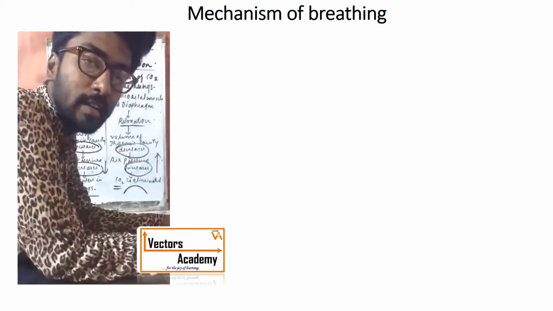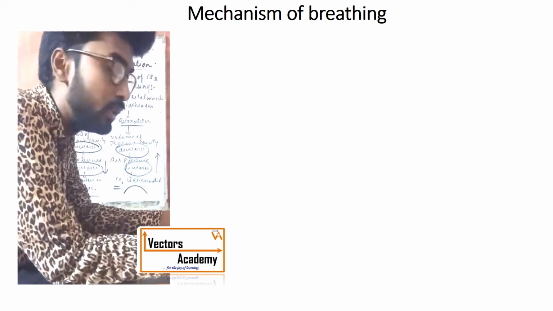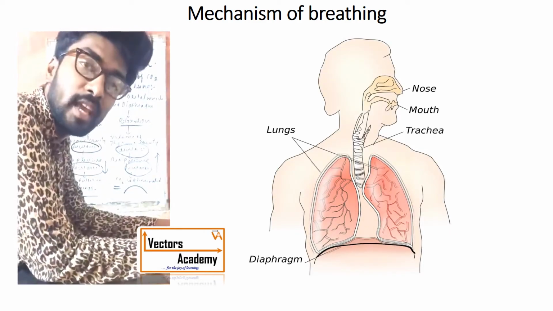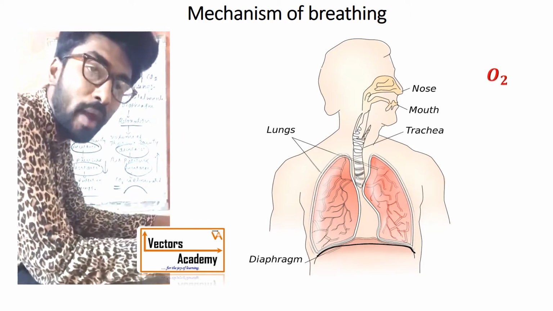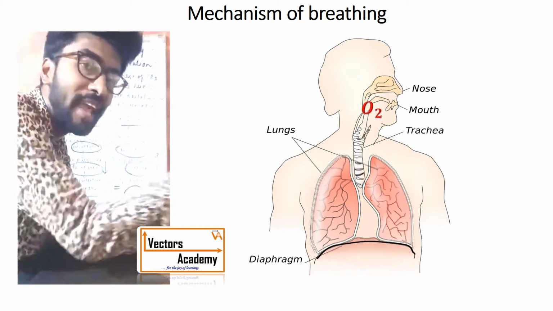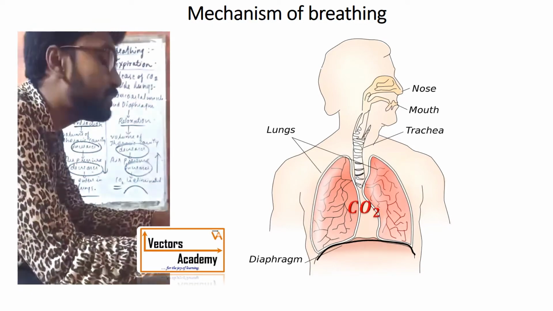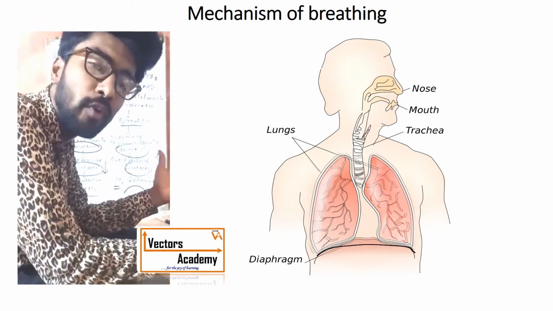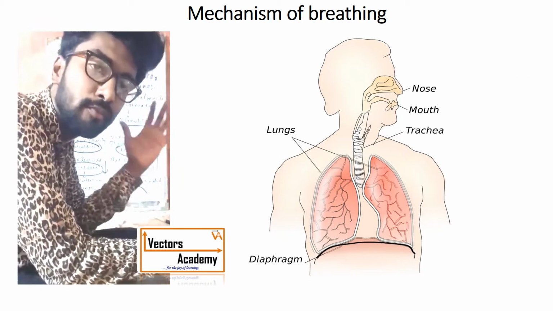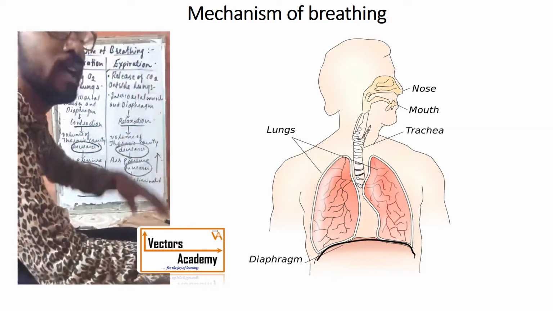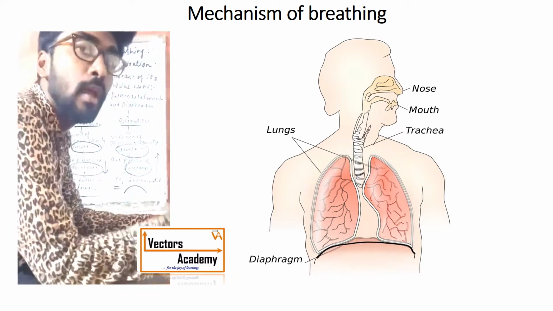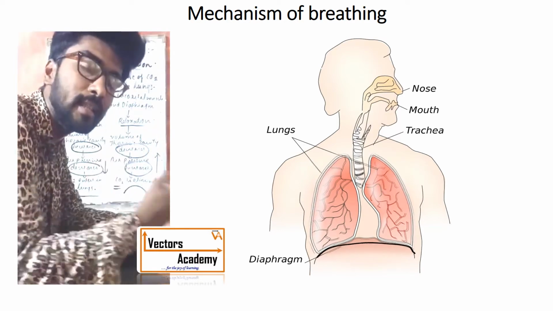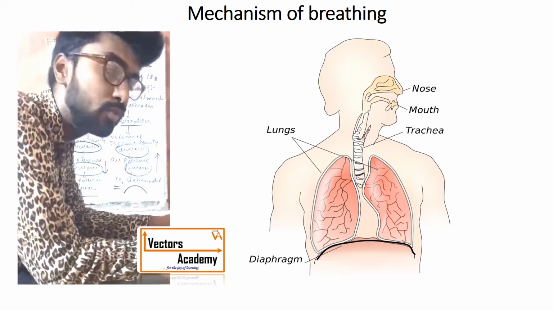Now the next topic, that is breathing, mechanism of breathing in humans. So as we all know, what exactly is breathing? Breathing is a physical process where there is the entry of oxygen and exit of carbon dioxide. So breathing and respiration are two different things. Respiration is breakdown of organic food material to release the energy in the form of ATP, and breathing is exchange of gases, that is majorly a physical process which involves intake of oxygen inside the lung and exit of carbon dioxide outside the lungs.